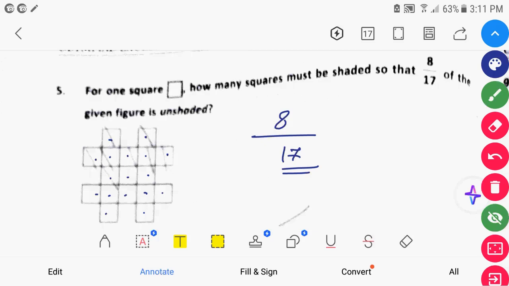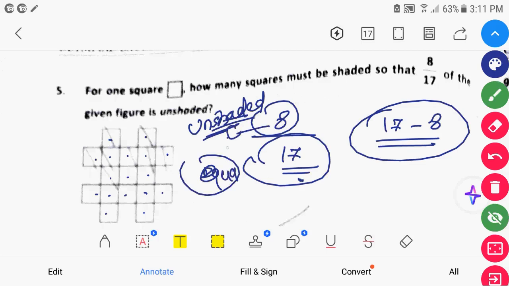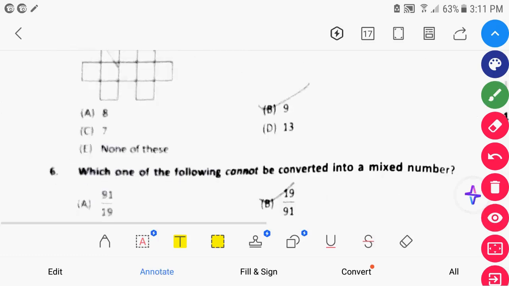Now 8 parts should remain unshaded. So how many shaded here? 17 minus 8, because total how many parts are there? 17 equal parts are here, and how many unshaded? 8 should be unshaded, so the remaining should be shaded. So 17 minus 8 is equal to 9. So 9 squares should be shaded so that 8 by 17 will remain unshaded.